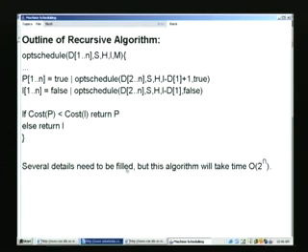A number of details have to be filled up over here. However, you should be able to argue that this algorithm will take time O of 2 to the n. So, just write a recurrence and this will just come out.